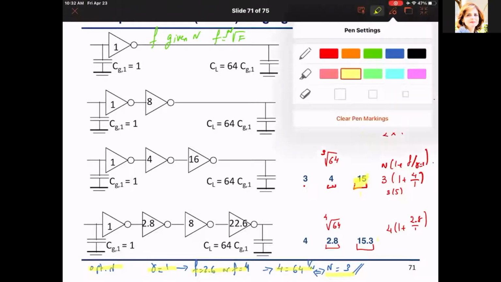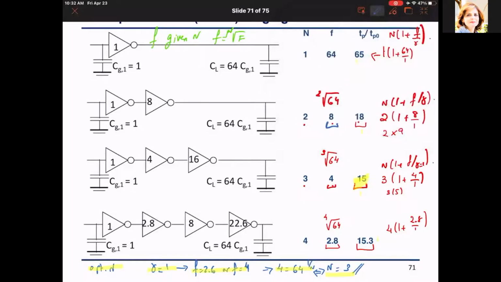That means you will say, now we take another example. You will come back and say that TP over TP0 will be equal to n, which is 3, into 1 plus f, which is 4 over gamma. Okay, so 3 into 1 plus 4 over gamma. Okay, so this equation always holds. This equation always holds. What differs is whether I am given n and I use this equation.